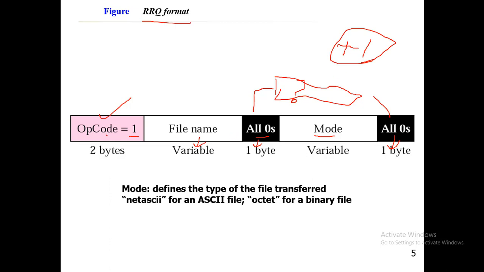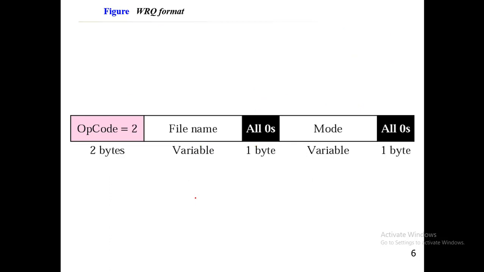The mode defines the type of the file transfer, that is, which type you want. There is NetASCII for an ASCII file, and octet for a binary file. Depending on the file type, you can denote that. This is the write request, and in this diagram you can see that the code will be 2, followed by the all-zeros byte, the mode and the file type.